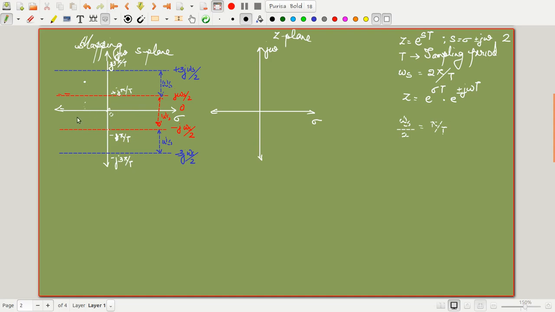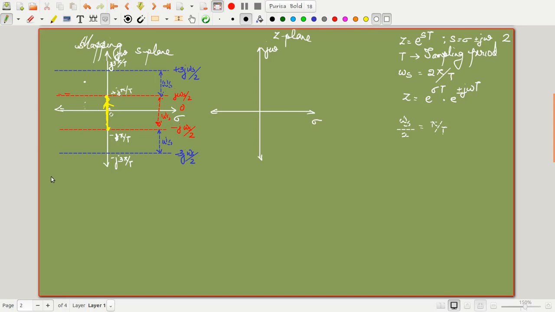Now what we have to think about is only the strips. We are going to transform, or map, the strips onto the z plane using the transformation that we know, z is equal to e raised to sT. For that, first we will consider the strip varying from minus j pi by T to plus j pi by T. This is the strip marked by the yellow line. So I have the strip here.